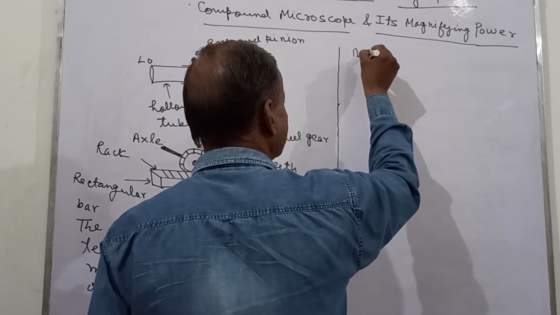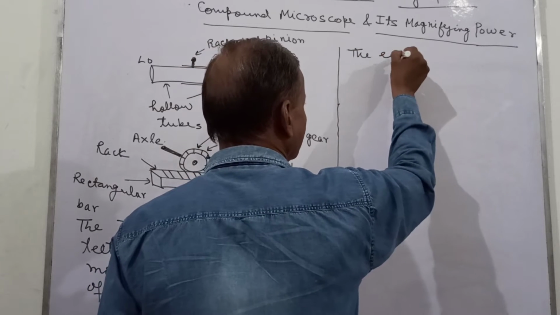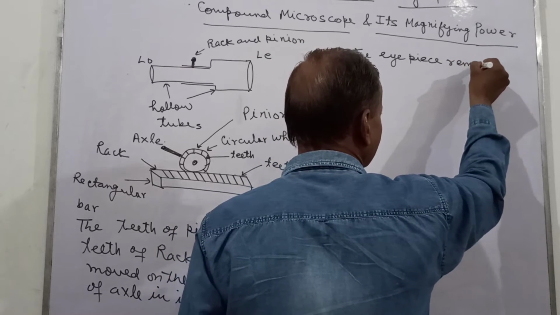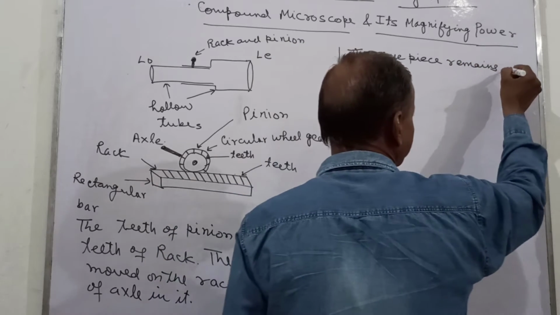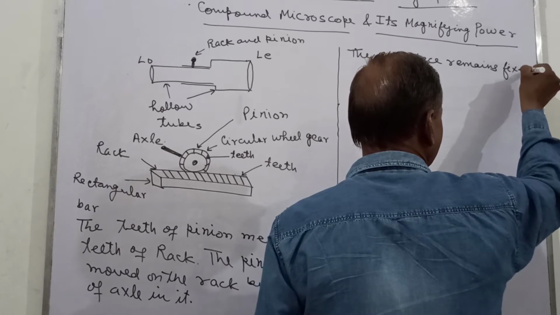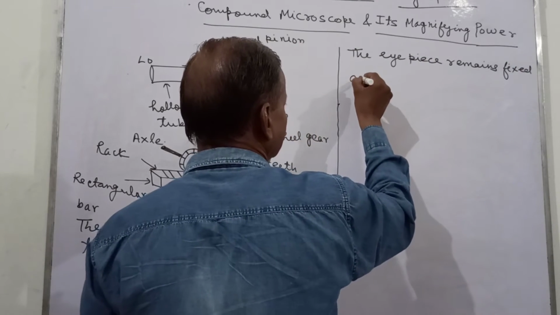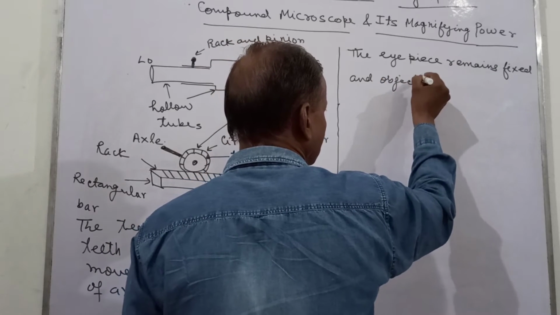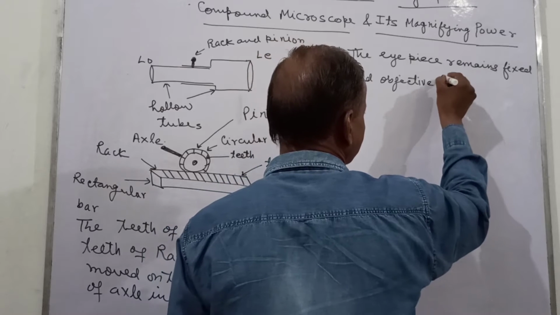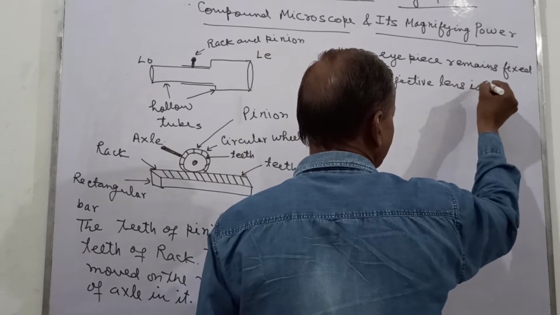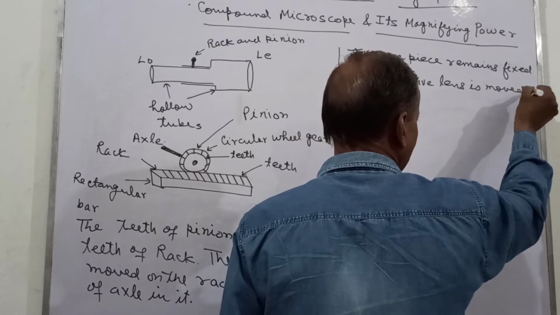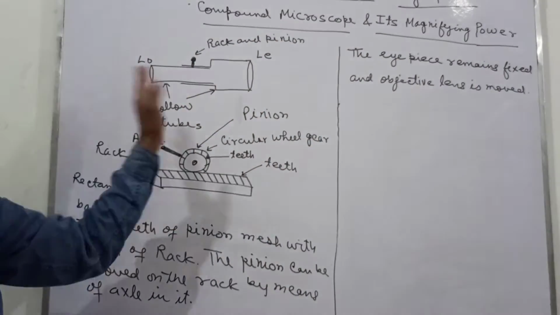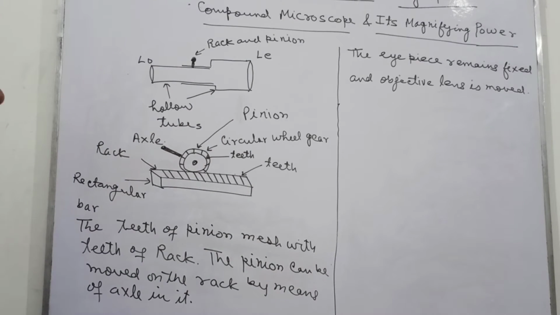The eye lens, the eyepiece, remains fixed and the objective lens is moved. केवल इसी को चलाया जाता है. तो ये फिक्स रहता है, ये आगे पीछे इसको मूव कर सकते हैं.